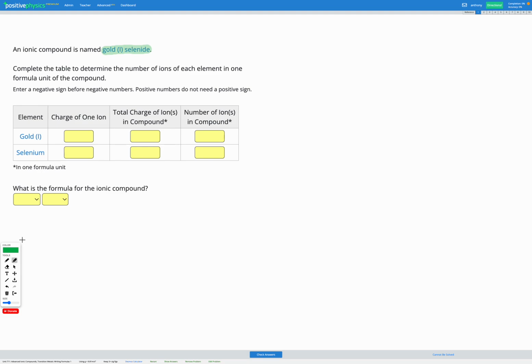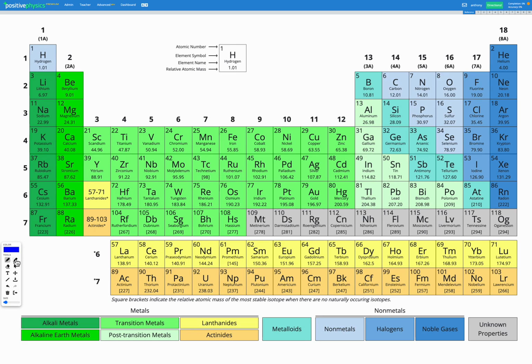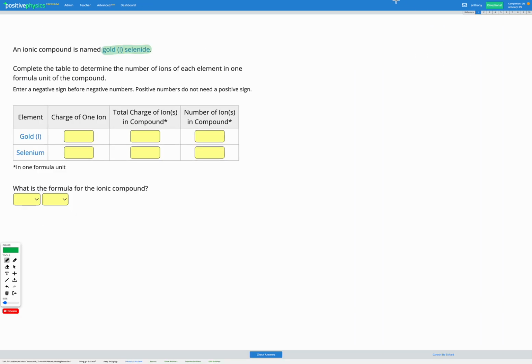Okay, so first, let's go to the periodic table and find our elements, gold and selenium. Gold is here. It has the symbol Au. We can see it's in that transition metal block, so we can't necessarily assume the charge that ion is going to have. We also have selenium, Se. Now we do know the group for selenium is 16, and therefore we know that the charge on the selenium ion is going to be 2-. So heading back to our question, for selenium, we know the charge is going to be -2.